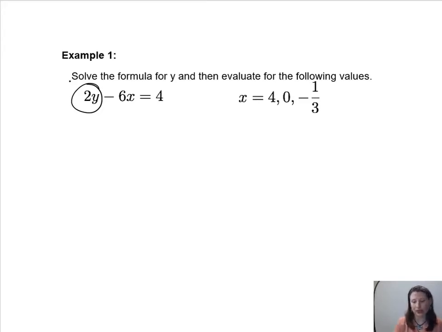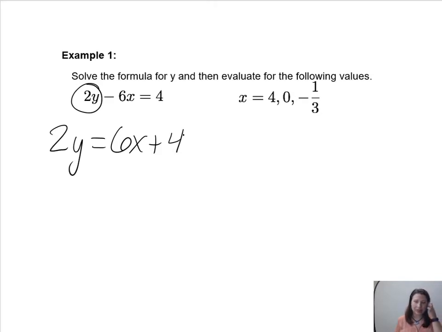In this, we want y. So we want to get the term by itself first. So add 6x over. So we have 2y equals 6x plus 4. I wrote it that way just generally because we see the x term first and then the constant term. Think about the slope-intercept form. So now notice we have the y term by itself, so now we want y to be by itself. So that just means divide by 2.